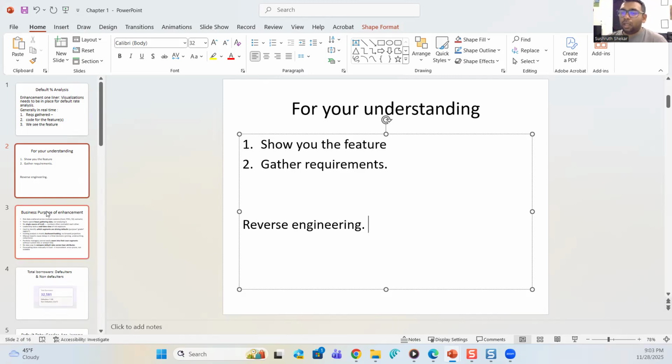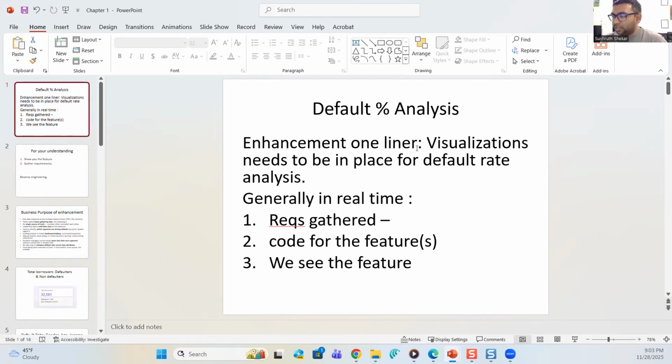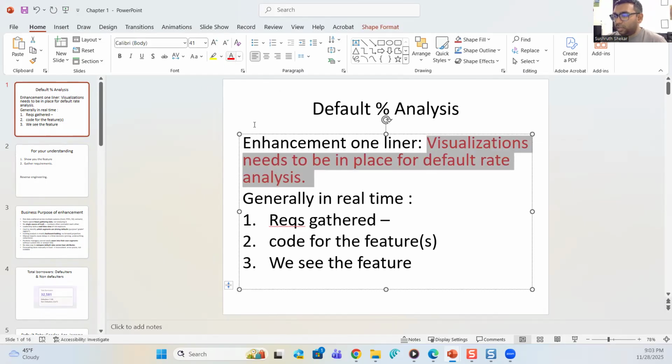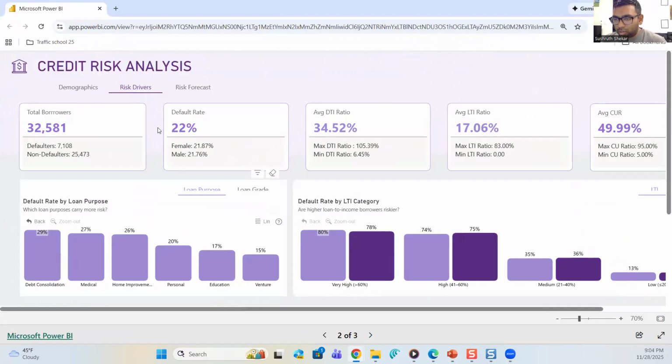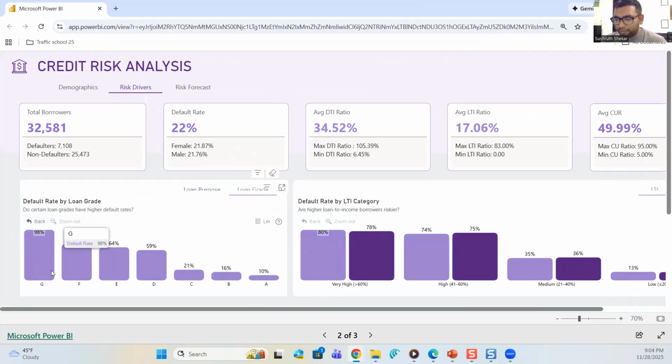Having said that, what is the enhancement that's assigned to you? Visualizations need to be in place for default rate analysis. This is the one-liner. And this is talking about this total borrowers, this default rate segment that I'm circling, default rate by loan purpose, the loan grade.